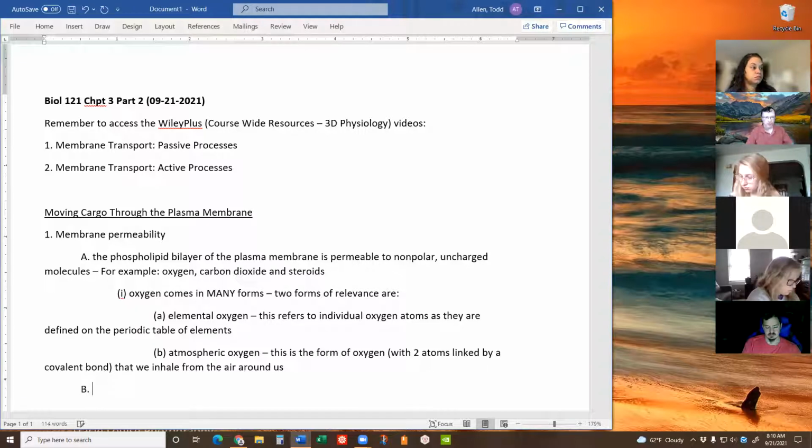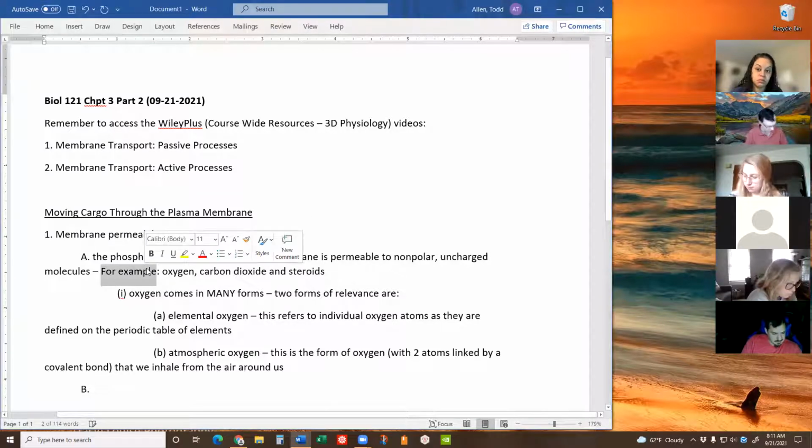Okay, so letter A is our first talking point. The phospholipid bilayer of the plasma membrane is permeable to nonpolar, uncharged molecules. Here's a few examples: oxygen, carbon dioxide, and steroids.